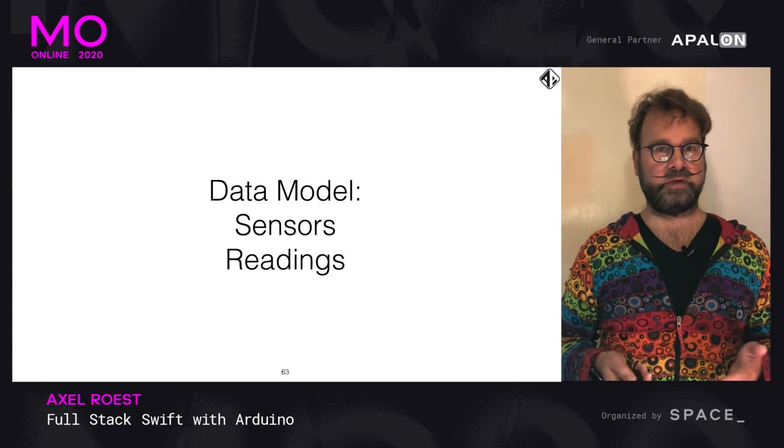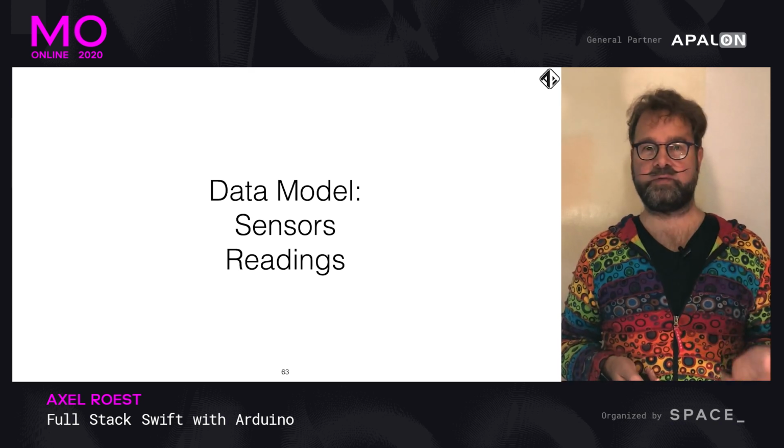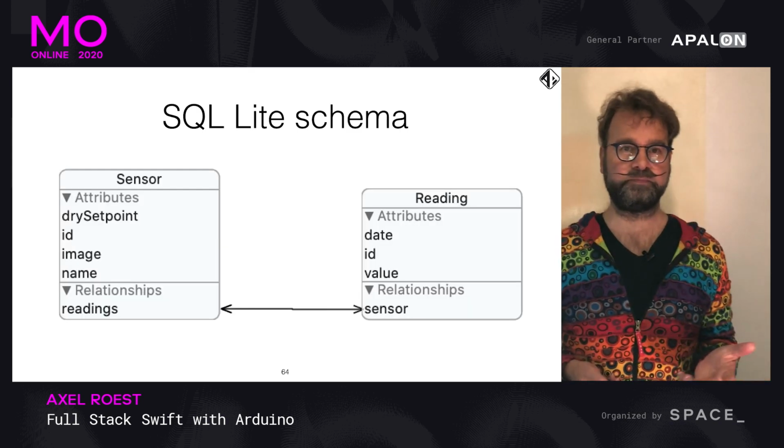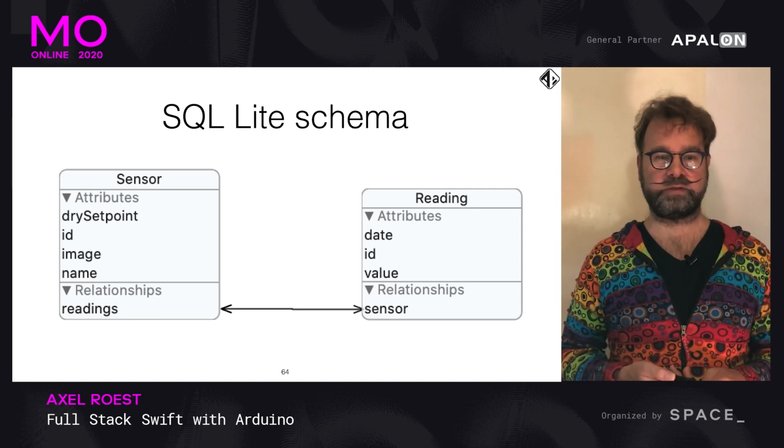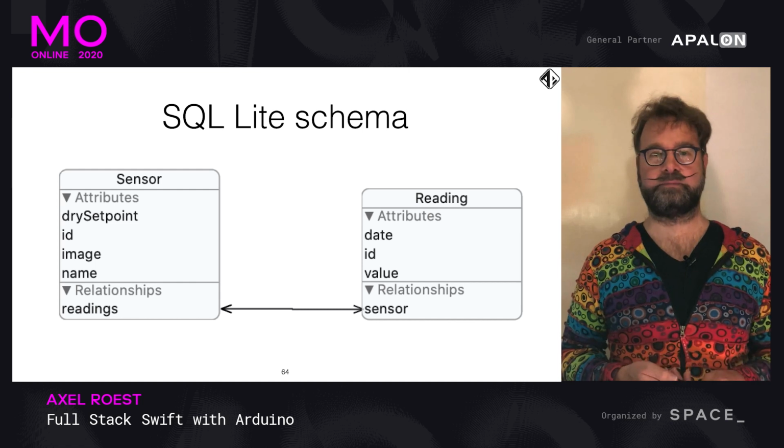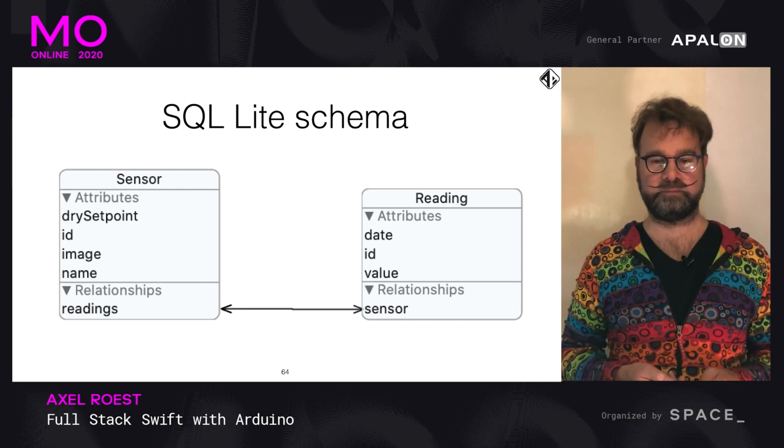Our data model is very easy. We have sensors and we have readings. A sensor only has a name and an image, and the readings connect to the sensor and have a date and a value. Nothing fancy.